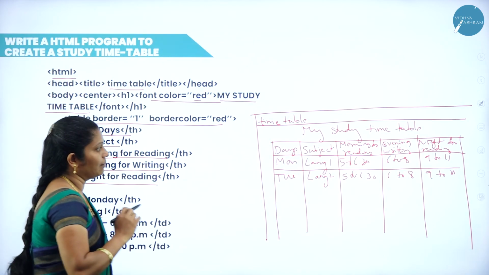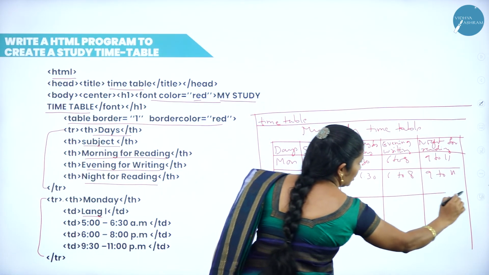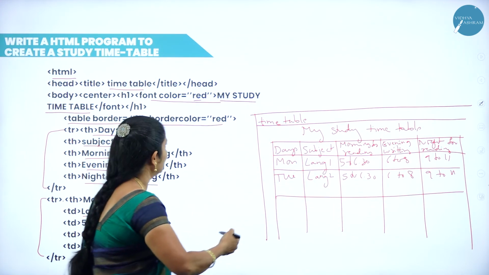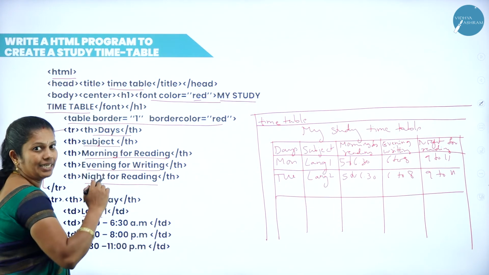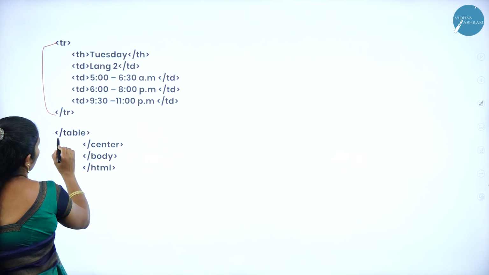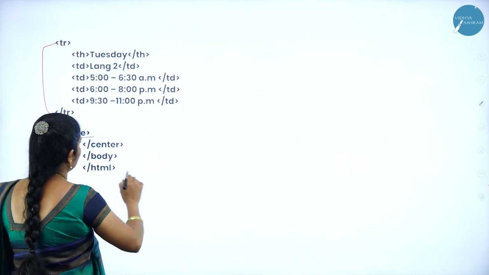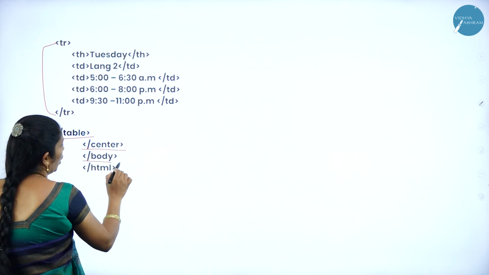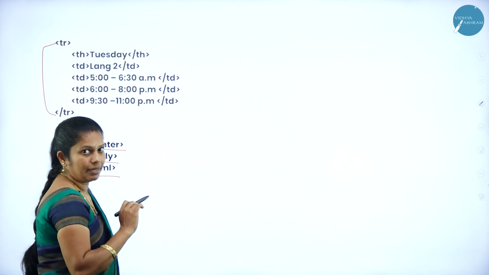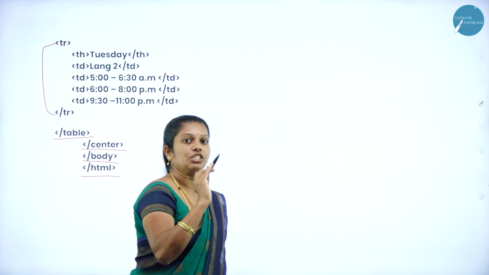And then after this, we close the table tag. Why do we have to close the table tag here? Whatever content we have, after that we have to close the table tag. Now, since all the contents are displayed at the center, we close the center tag, body tag as well as HTML tag. This is your lab's first program.